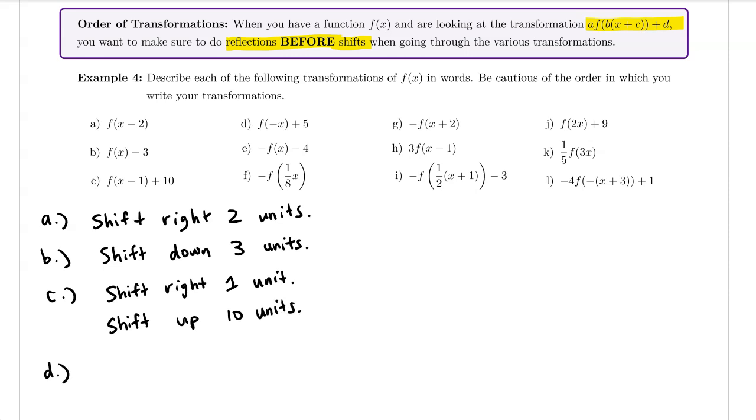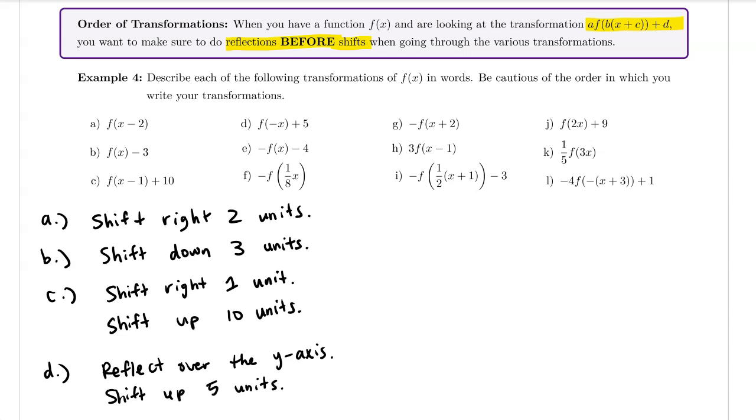Okay, for part D, we have f of negative x plus 5. So remember, we need to do reflections before shifts, so the order matters on this one. I'm going to reflect over the y-axis. And then I'm going to shift up 5 units.